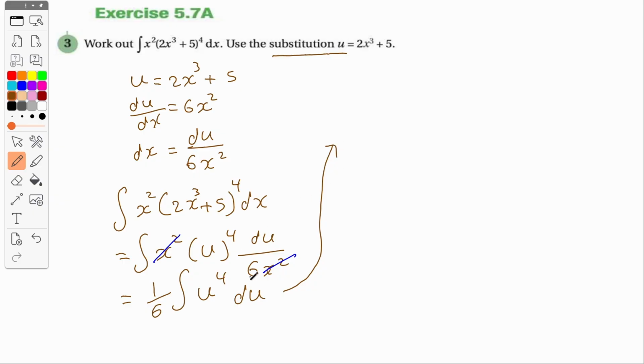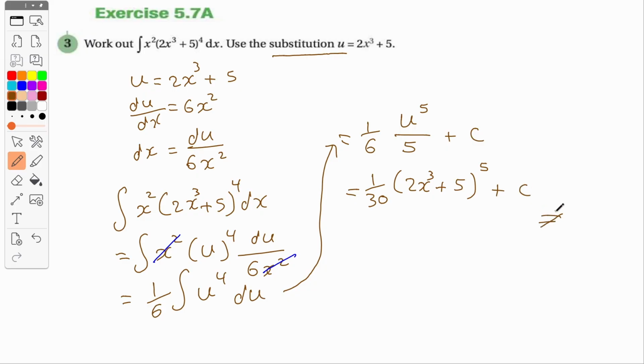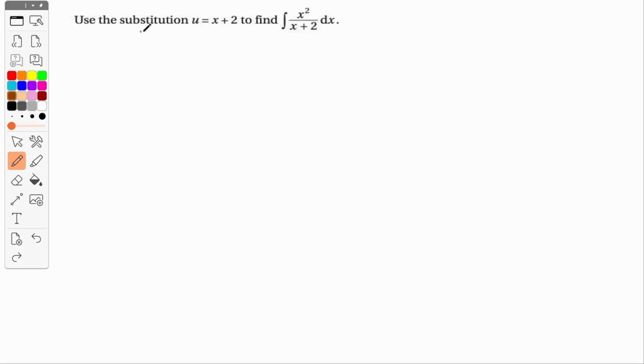If I integrate this, it will be 1 over 6, add 1 to the index, u to the power of 5 divided by 5, then plus c. In the denominator, 6 by 5 is 30, so 1 over 30. And what is the value of u? U is the quantity 2x cubed plus 5, all to the power of 5, then plus c.